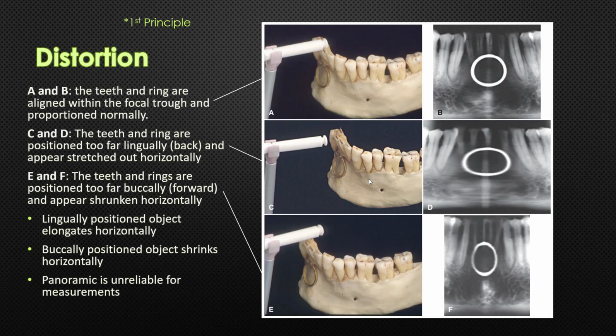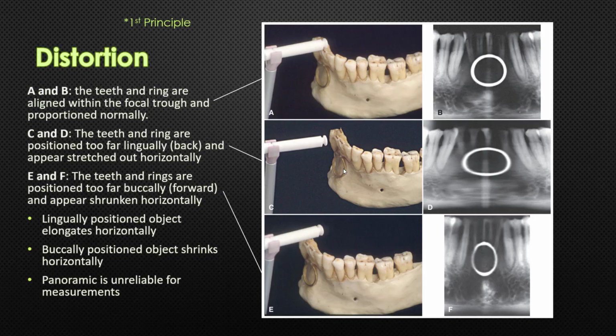And these next images kind of show what I mean by that. Okay, images A and B. This shows a patient aligned correctly in the panoramic machine. The teeth should be in this little notch. And this metal ring, which you can see is round, ends up looking pretty much in focus, pretty much properly proportioned. Not perfectly, but it looks pretty round. And the teeth look properly proportioned as well.